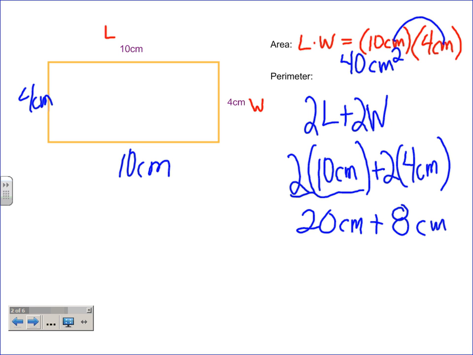Okay? So now when you add these, if I had 20 centimeters and then I had 8 centimeters, well, I have 28. Now when you add centimeters, does that become centimeters squared? No, the only time that happens is when you multiply centimeters times centimeters. So this answer is just centimeters. So hopefully now that I've shown you that, you know why volume is cubed. Because you take centimeters times centimeters times centimeters. That's why. Not because it's volume.